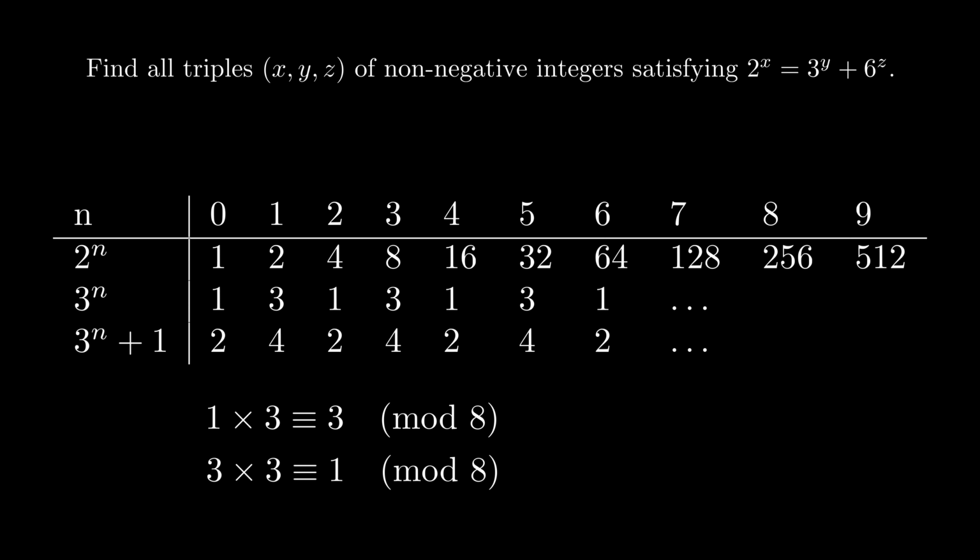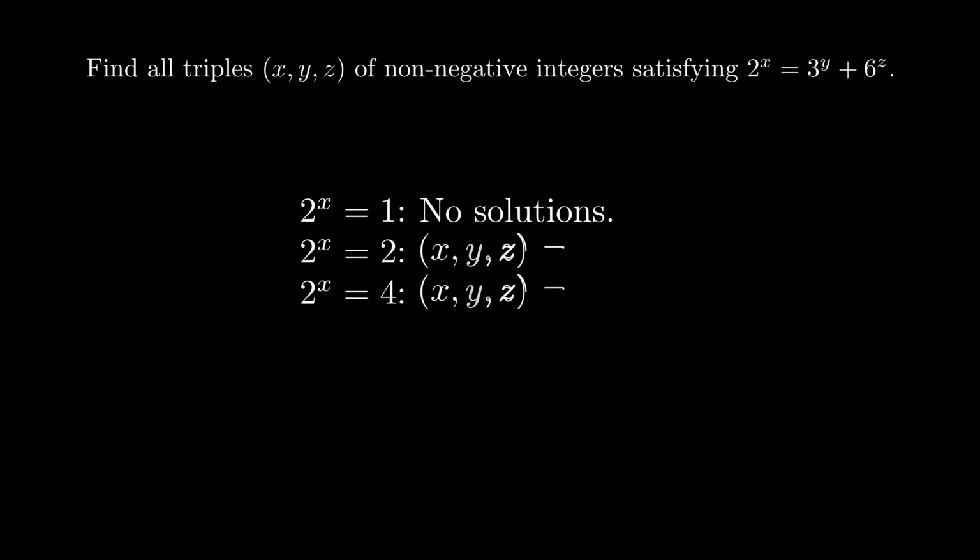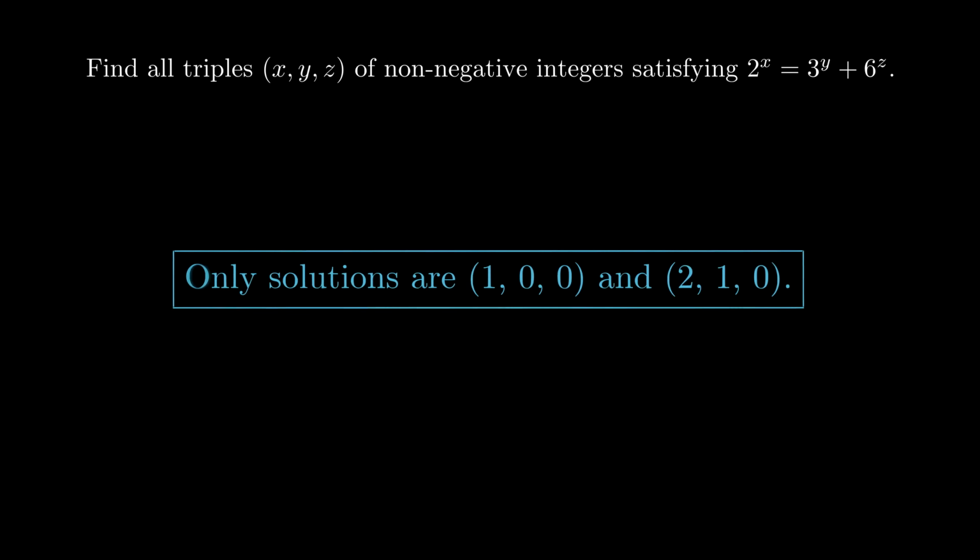Thus, the right-hand side of the equation is never divisible by 8, which means that the only powers of 2 that can work are 1, 2, and 4. But we already know that 1 doesn't work, and that 2 and 4 have one solution each. And that means the only solutions are (1, 0, 0) and (2, 1, 0), which finishes our proof.